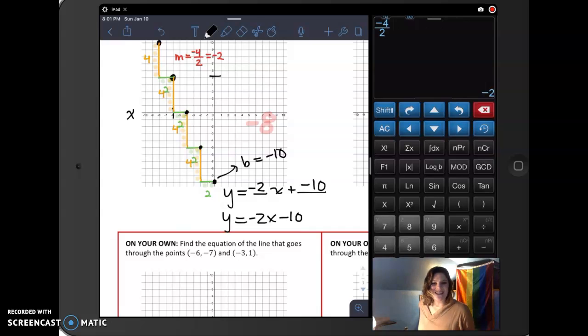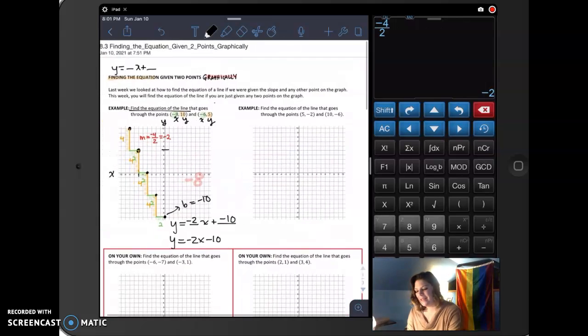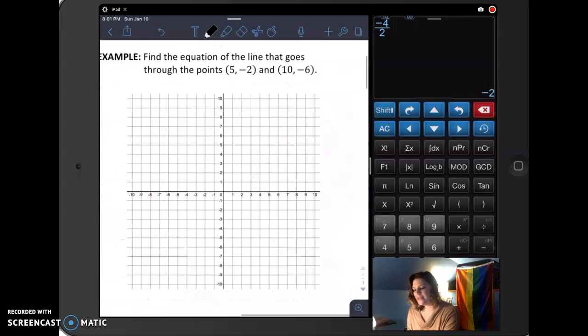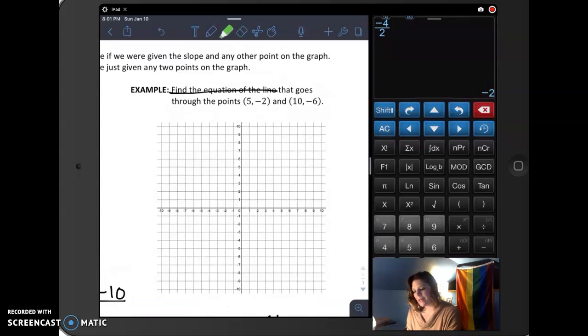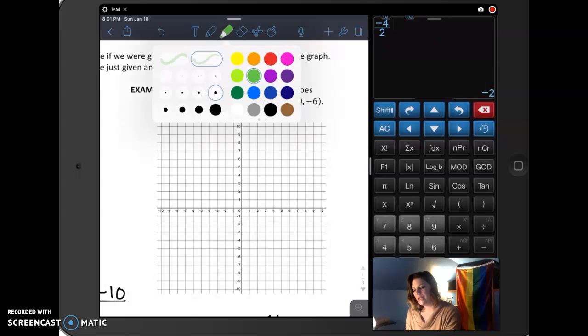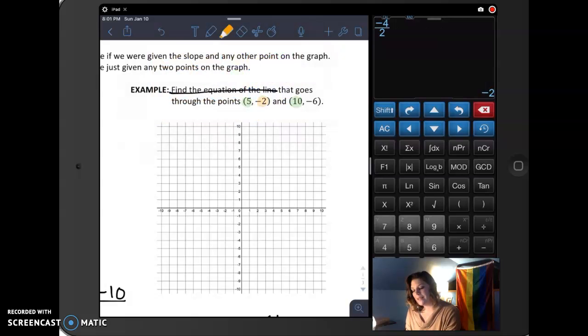Let's do another example. All right, so find the equation of a line. That immediately gets me started. Y equals blank x plus blank. And then I'm going to highlight my x's in green and my y's in yellow just to get my brain in the right spot. Okay, let's do it.